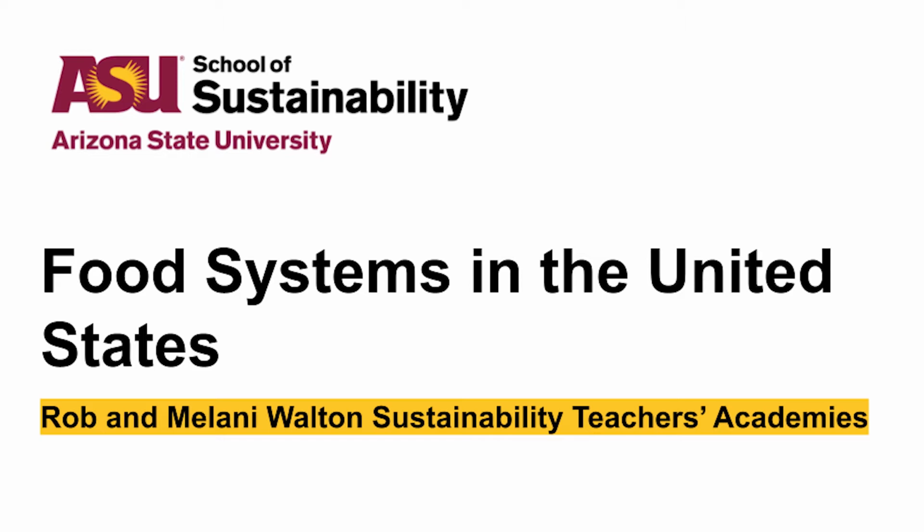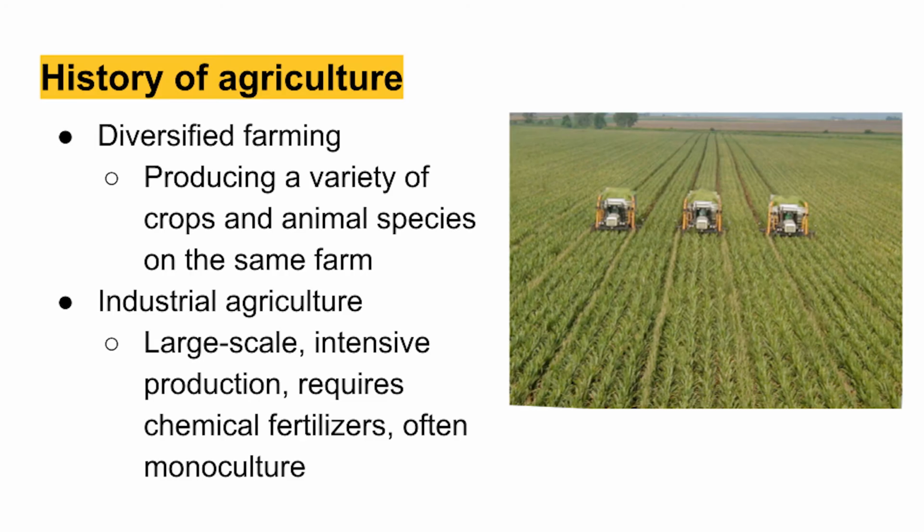The purpose of this video is to discuss the U.S. food systems, its impacts, and alternatives. Back in the early 1900s, more than half of Americans were either farmers or lived in rural communities. Most farms were diversified, meaning that they grew a lot of different crops and raised different animal species together on the same farm. Most of the work done on the farm was also done by human or animal labor.